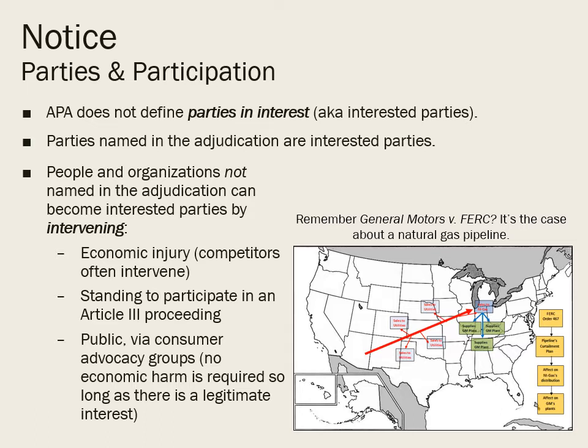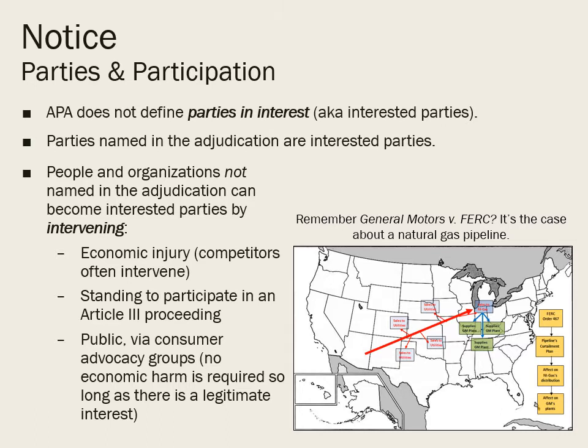A lot of times, those interveners are competitor organizations who are going to possibly suffer economic injury based on the agency's forthcoming decision. If you think back to that case of General Motors versus FERC, it was about the pipeline. That's a situation where an economic competitor intervened in the case. General Motors was not originally involved. It was the pipeline company and FERC. But GM believed that it would be negatively impacted by FERC's decision regarding the pipeline company, and that belief was sufficient to allow GM to kind of force its way into the formal agency adjudication as an intervener.